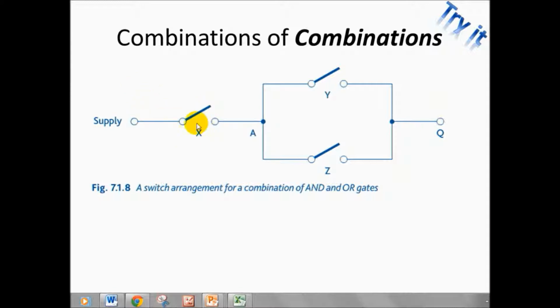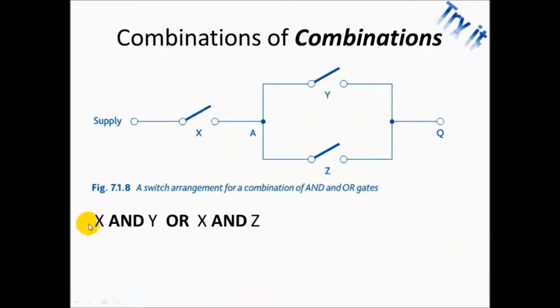Well, we know X is in the equation. It has to be in the equation because the supply has to continue down one of these routes. So X has to be in the equation. Alright? We know that either Y or Z has to be in the equation. So it's going to be X and Y to light that up, or X and Z to light that up. It's X and Y, or X and Z.